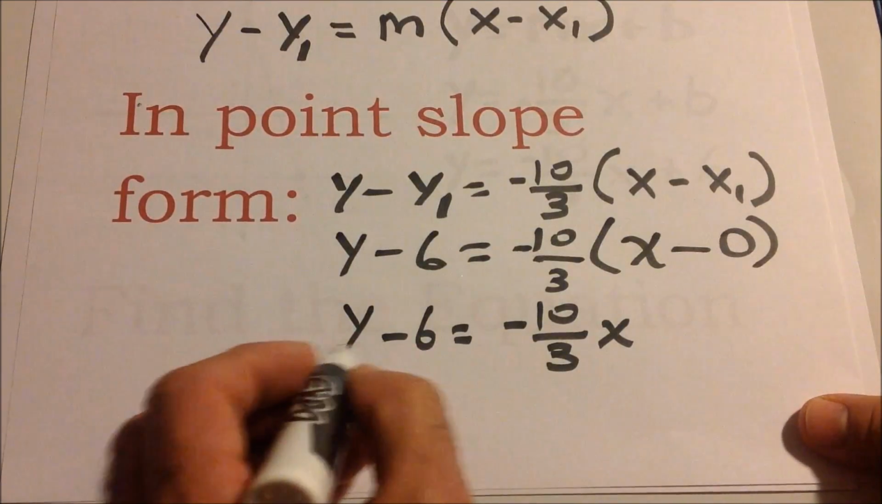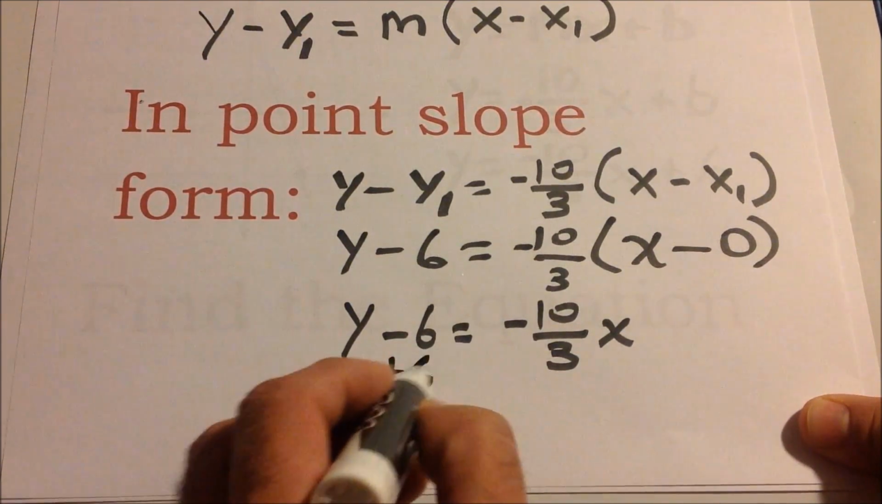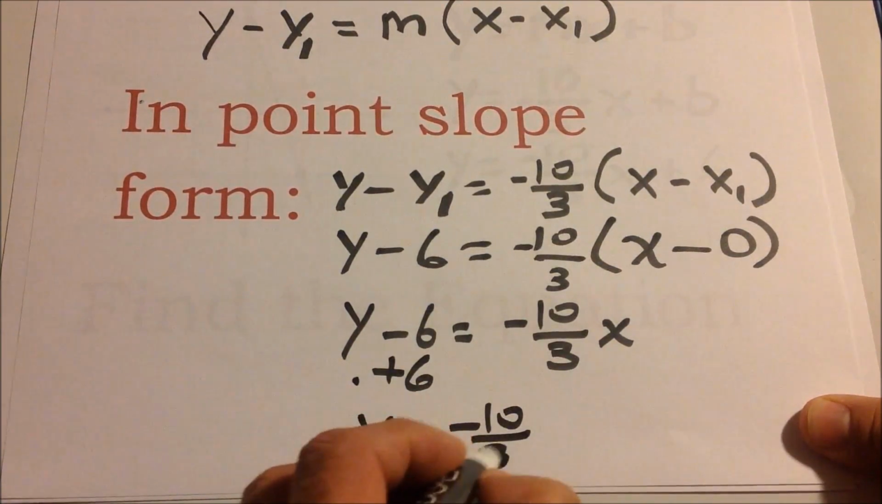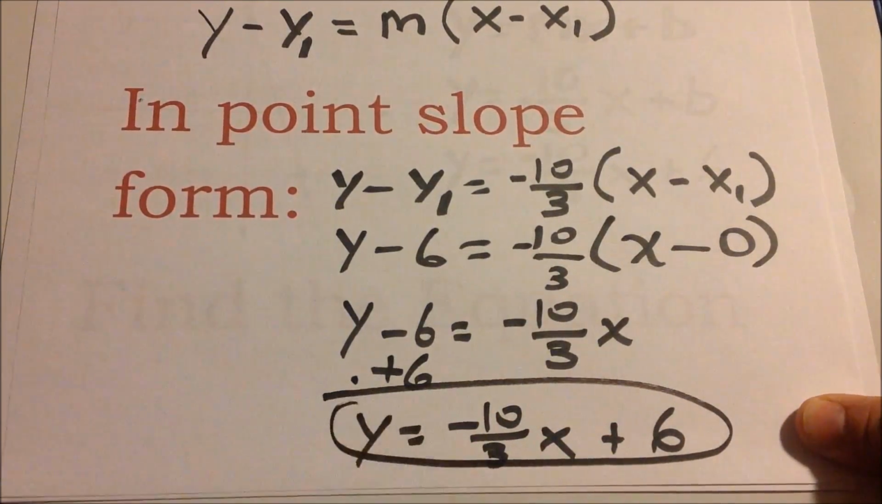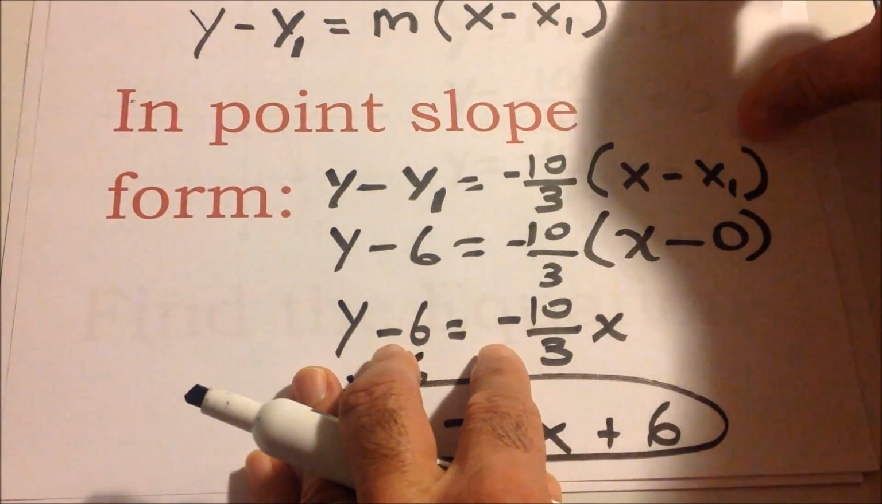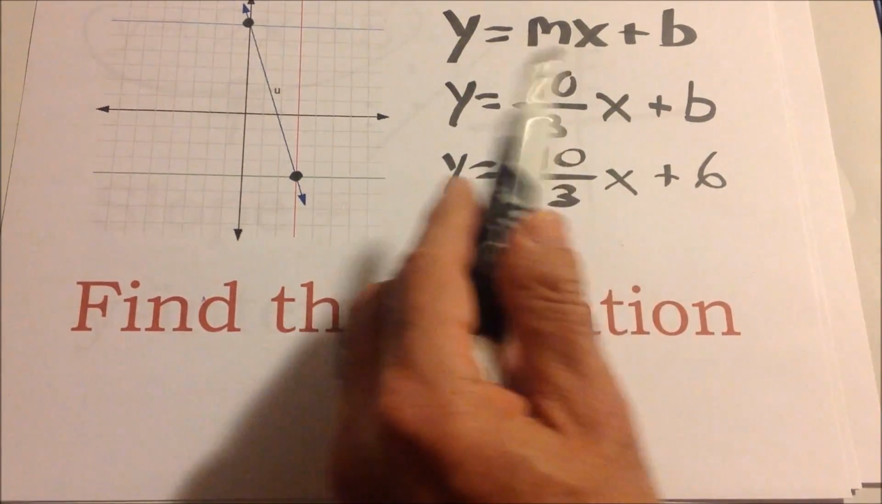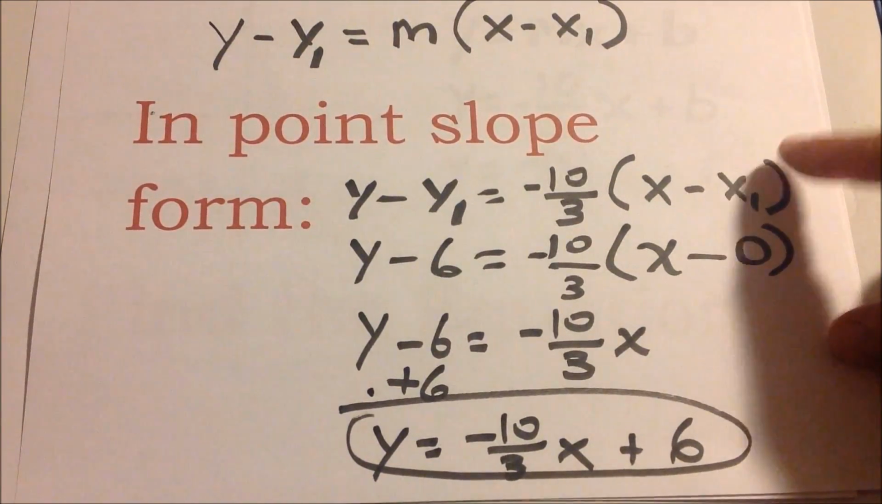Okay, now we want to get y alone, so we're going to add the 6 on both sides, and we're going to say y equals negative 10/3 x plus 6. And that's the same equation we got before. So in this way, we did the slope-intercept form, and in here we did the point-slope form.